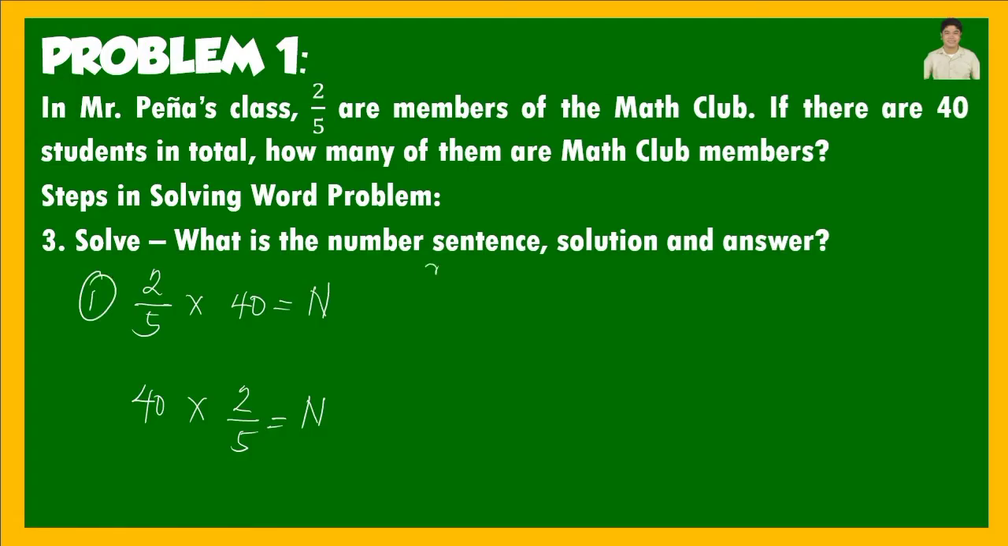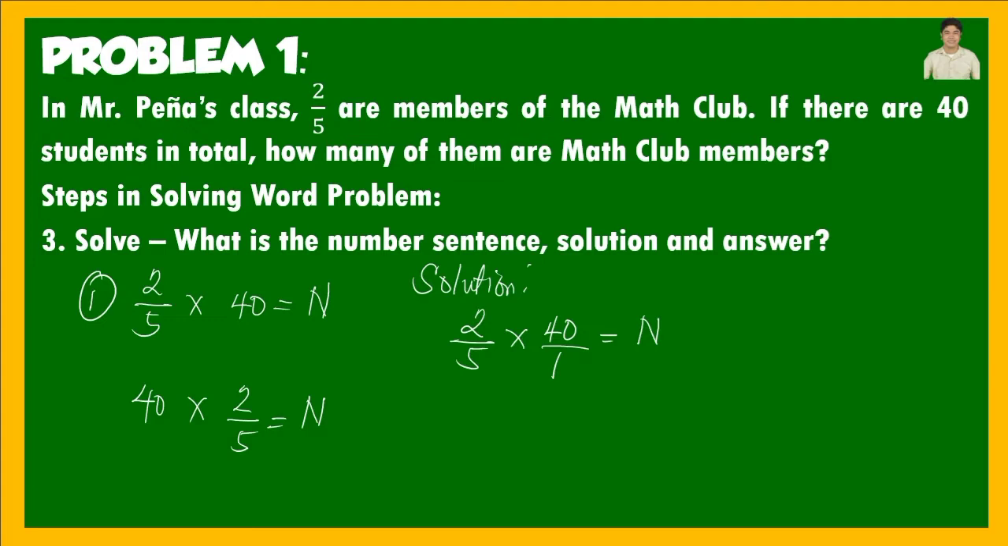So, yung ating solution, 2/5 times 40 equals n. So, ngayon, gagamit tayo ng cancellation method. But before that, yung 40, lagyan po natin siya ng denominator na 1. Okay, so, gamit tayo ng cancellation method. So, yung 2 and 1, wala silang GCF aside from 1. So, yung 5 and 40 naman, yung GCF nila is 5. Okay, GCF stands for the greatest common factor.